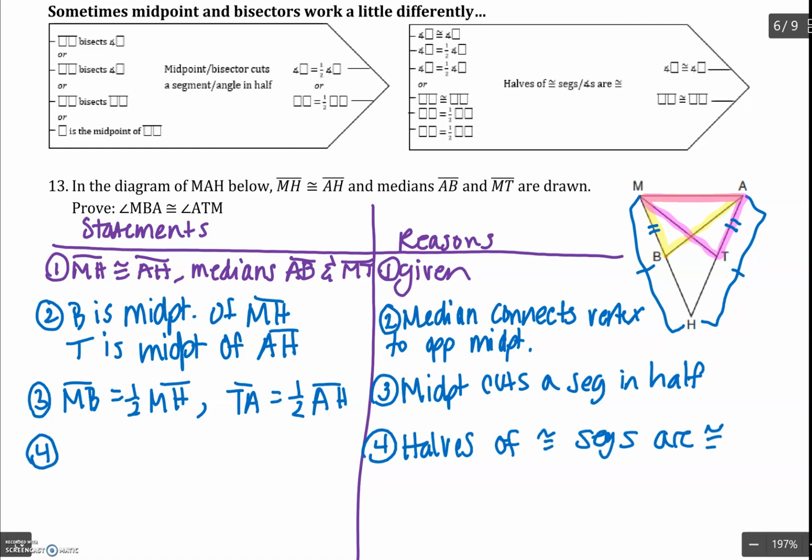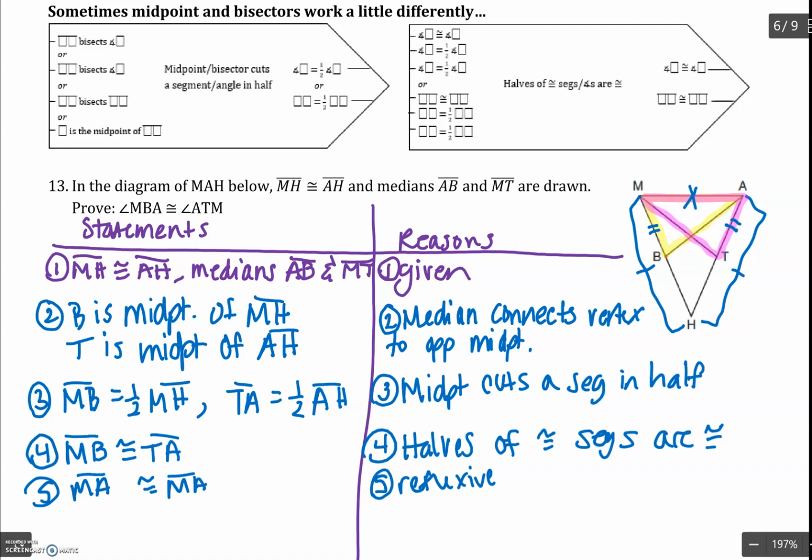So since MB and TA are half of segments that are the same length, they have to be the same length too. They're half of the same thing, so they're equal. And then finally, we need to finish our triangle proof up. So now that I have MB and TA, I'm noticing I have reflexive MA, congruent to itself. And there's a side pair. And then I have to find something more.